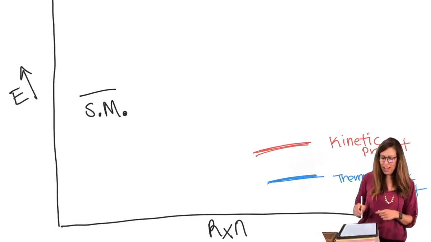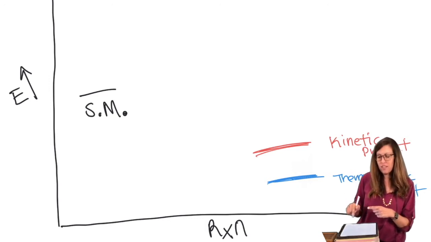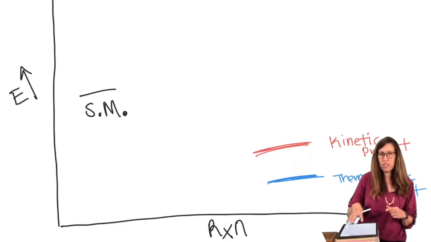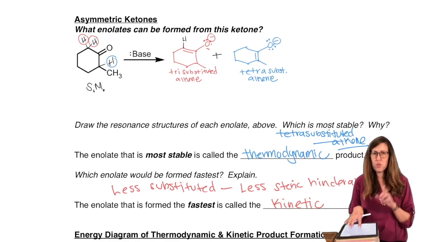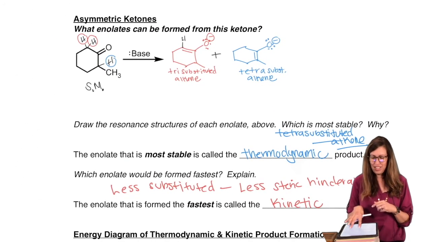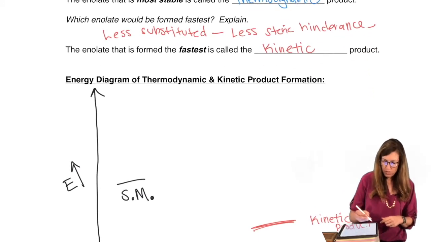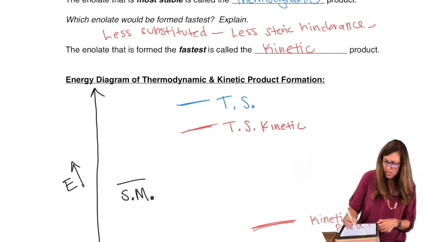Okay, so now we have to think about that addresses the stability. Now we have to get over the transition state. Whose transition state is lower? That addresses who's easier to attack. So the lower one is easier to attack. Red is easier to attack. Red's lower. So this is TS kinetic. This is TS thermo.